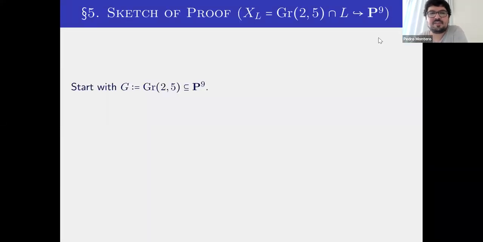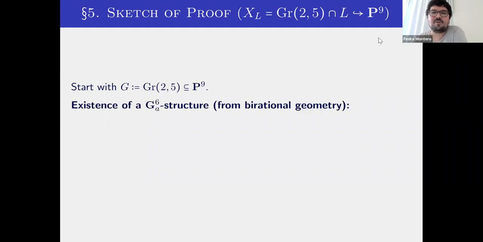So let me start with the Grassmannian, and let me show you the existence of a GA6 structure. Of course, there is another very nice proof of the existence using Lie theoretic stuff. I will mention it at the end, but let me give you the variational geometry proof of the existence of a GA6 structure on this Grassmannian. So the proof goes as follows.